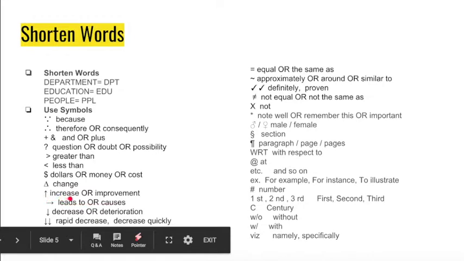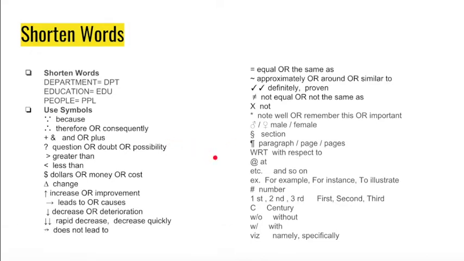When you mean increase or improvement, you can use an arrow sign pointing up, or a down arrow for decrease, or for cause and effect, you can use a line to connect them. So I suggest you practice more.